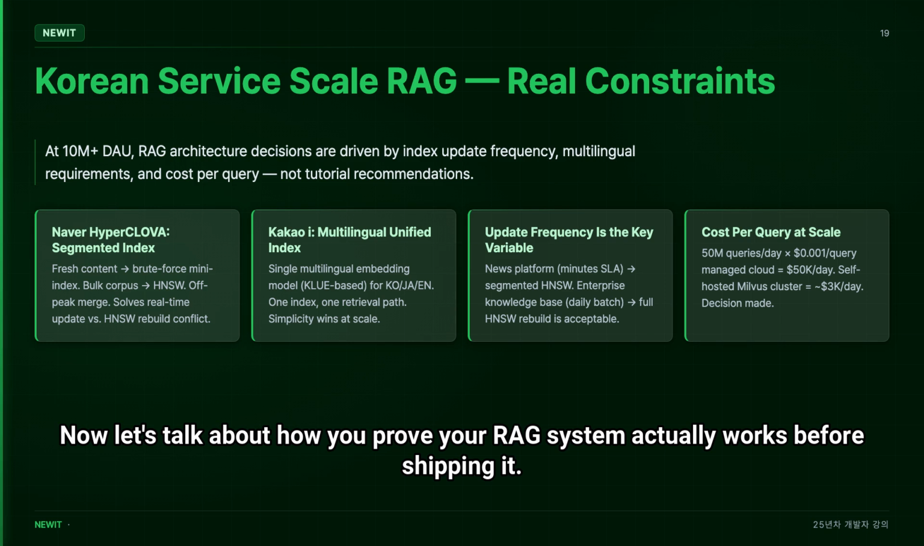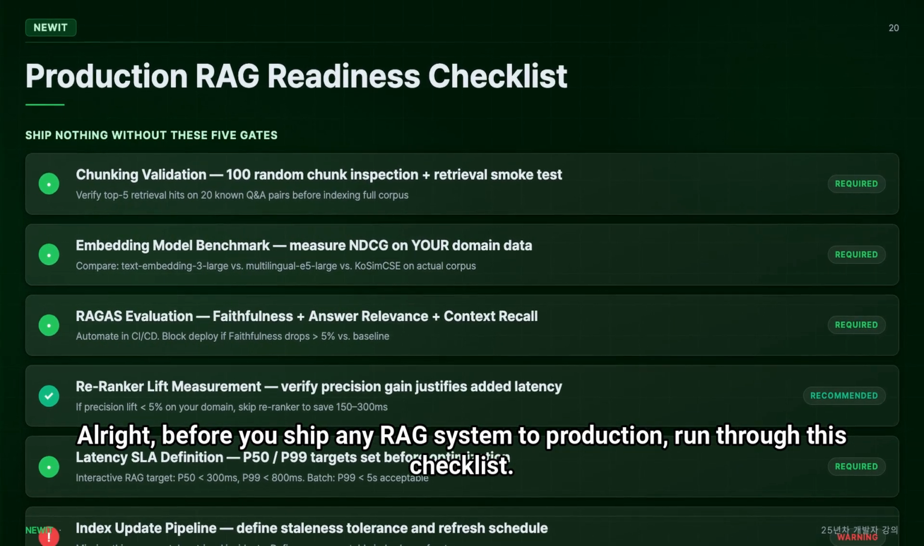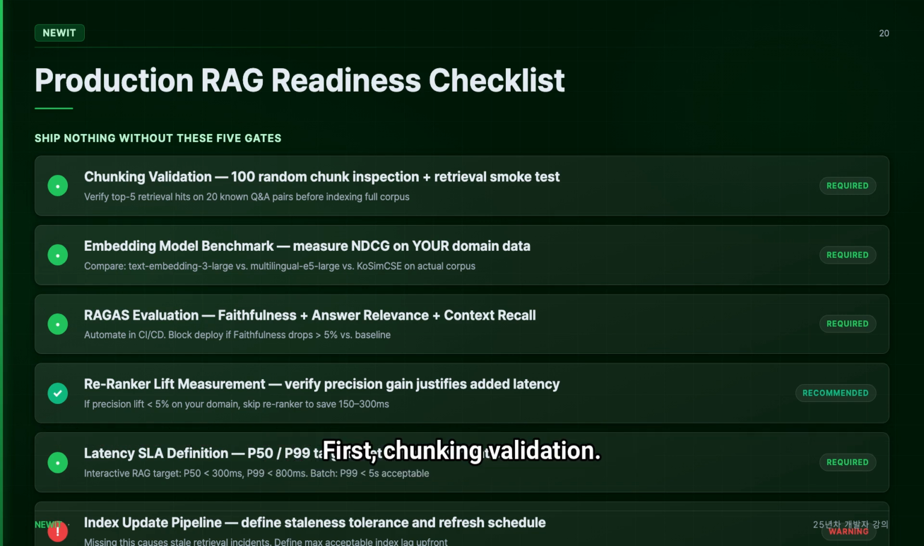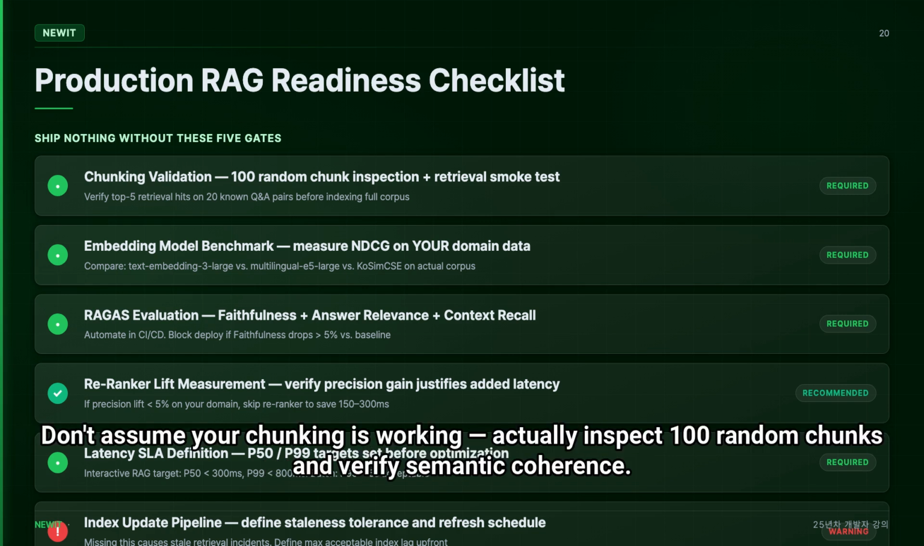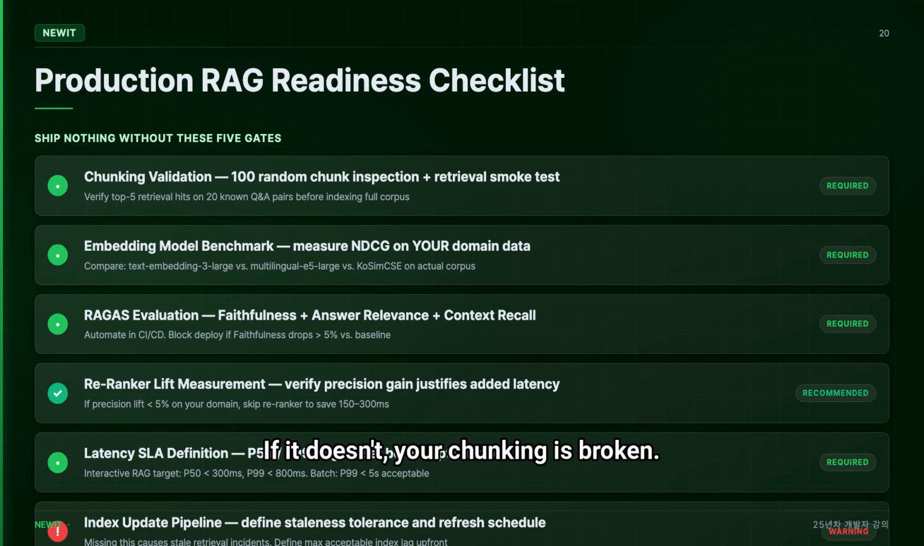Now let's talk about how you prove your RAG system actually works before shipping it. Alright, before you ship any RAG system to production, run through this checklist. I'm not joking when I say I've done postmortems on RAG systems that failed all 5 of these checks simultaneously. First, chunking validation. Don't assume your chunking is working. Actually inspect 100 random chunks and verify semantic coherence. Run a retrieval smoke test. Take 20 known question-answer pairs from your corpus and verify the correct chunk appears in top 5 results. If it doesn't, your chunking is broken.